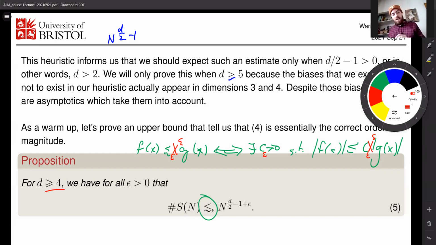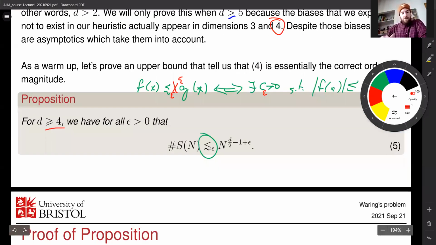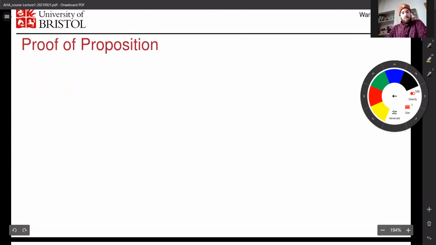So when I said that there is some bias that occurs in 4 dimensions and that bounds for the singular series aren't controlled, they can go to 0 or infinity, they can only do so at a subpolynomial rate. Okay, it can only grow like n to the epsilon for arbitrarily small epsilon. Okay, great. Oh, right, proof of the proposition.